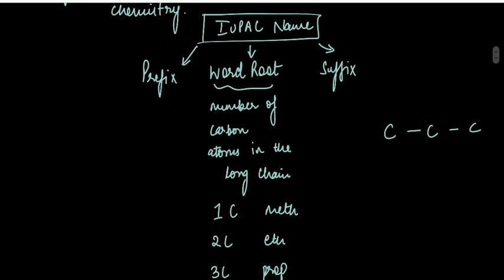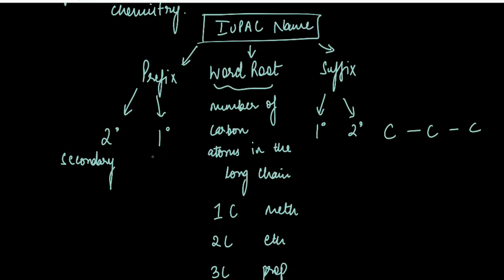Just like any name has a prefix, in prefix we have two types: one is called secondary prefix, another is primary prefix. Similarly, in suffix we have primary suffix and secondary suffix. I'm writing a short form: 2 degree stands for secondary and 1 degree stands for primary.